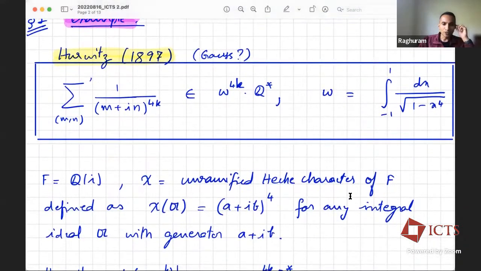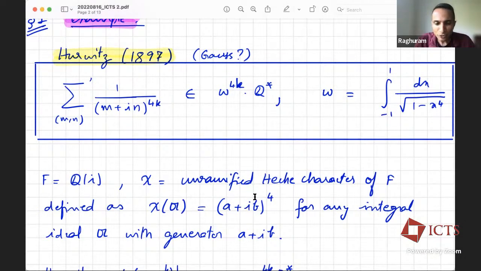So Hurwitz's formula can be recast as follows. If I take the field Q(i), obtained by adjoining the square root of -1, and I take this unramified Hecke character of this field F, defined as its value on an integral ideal A being (a plus ib) to the power 4.